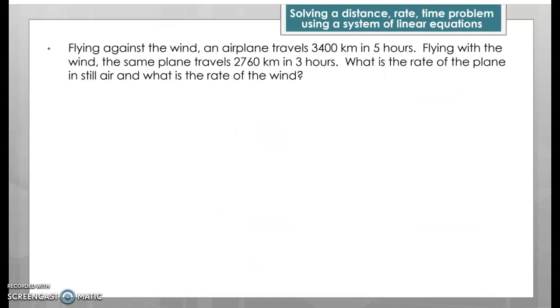Let's talk about this problem. Flying against the wind, an airplane travels 3,400 kilometers in 5 hours. Okay, remember, distance equals rate times time. So if we're flying with the wind, there's the same plane that travels 2,760 kilometers in 3 hours. So if we're flying against the wind, we're going to be slower. If we're flying with the wind, we're going to be faster. So keep that in mind as you think about what your final answer is going to look like. What is the rate of the plane in still air, and what is the rate of the wind?